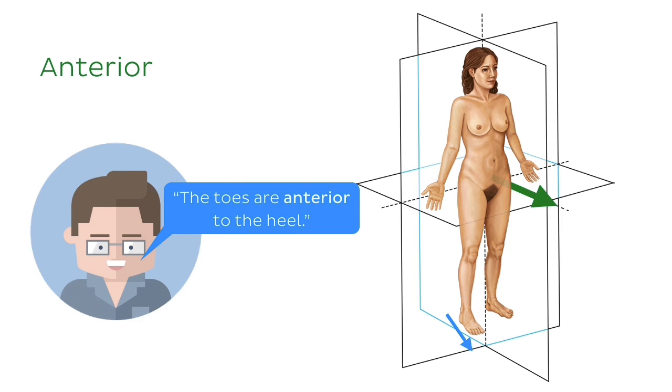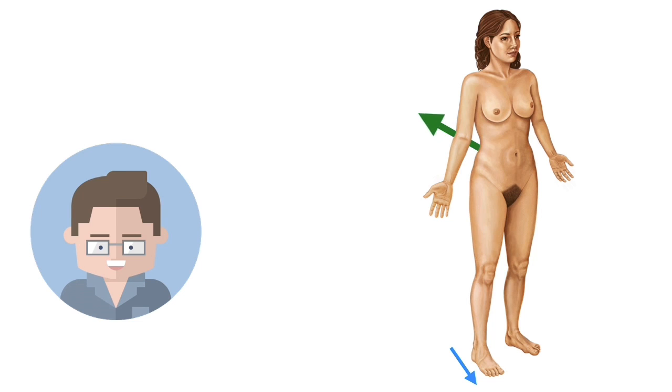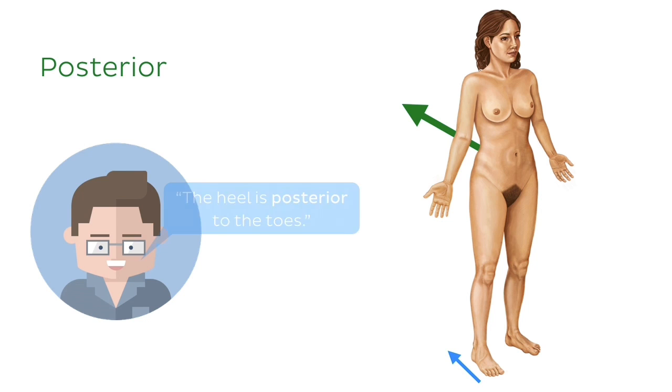Of course, if we have a specific term for in front of, we must have another term, which means the opposite. And that word is posterior, which indicates that a body part is behind something. Flipping the example we just used around, we can now say the heel is posterior to the toes.